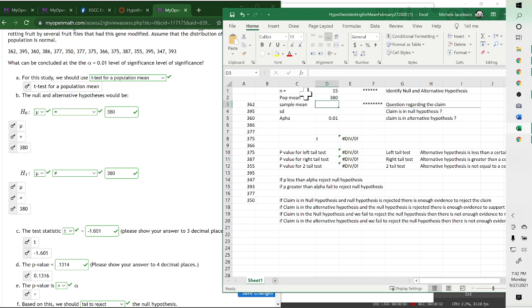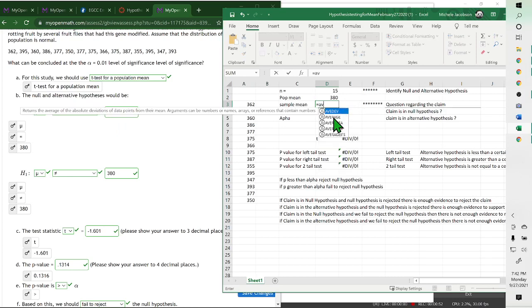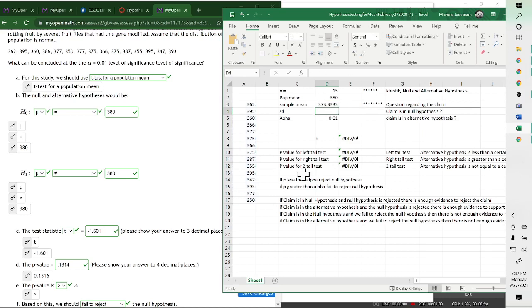But the first thing you do is put your sample size, which there was 15 of them. And then the population mean, that comes from your null hypothesis. And then for the sample mean, you can use a formula. You type equals, and mean is the same as average. And so see, the second one down is average, and you double click on it, and then you highlight your data and hit enter, and that gives you your mean.